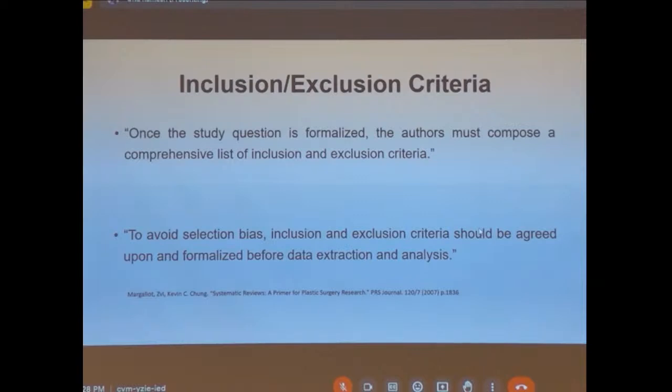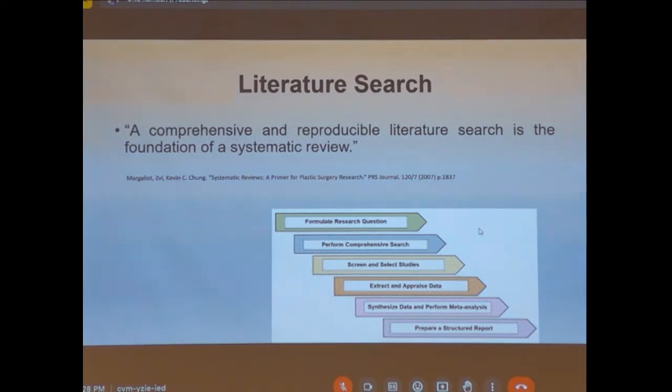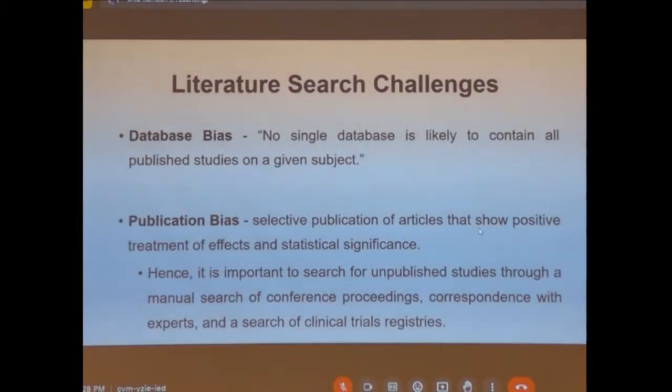After you have done this, like any other research study, you will do a comprehensive and reproducible literature search, which is the foundation of systematic review. That means you will go through all the literature whichever is available in the electronic database or in unpublished data. When you are doing this literature search, you will face a few challenges. The challenges are you will have a database bias. That is, no single database is likely to contain all published studies on that given subject. Then it is a challenge which you all will face while reviewing the published data on the electronic media.